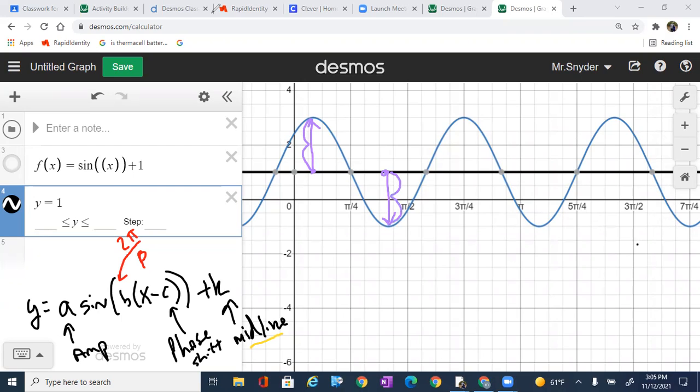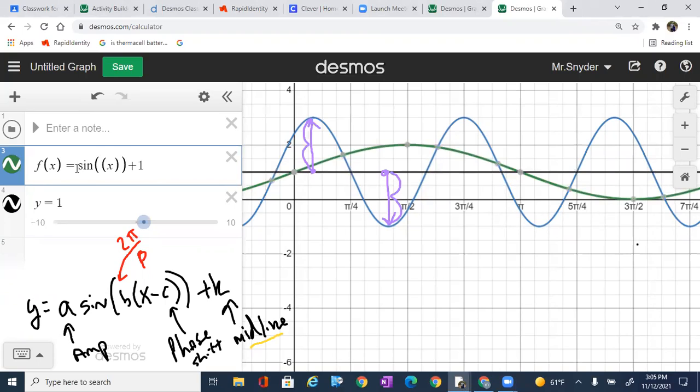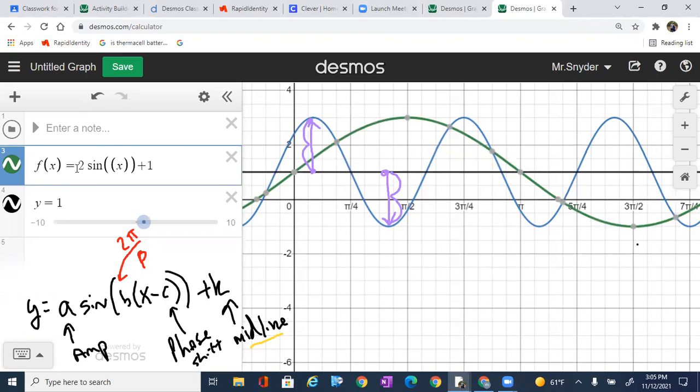So I'm going to go back to my original equation right here. I'm going to make sure I've got the midline in there, and I'm going to put the amplitude right in front there. Now, notice that the green one is as high and as low as the blue one. So we are in great shape right now. I'm going to go ahead and turn off the green equation, and I'm going to go back to using the blue one. So we found the midline, we found the amplitude.